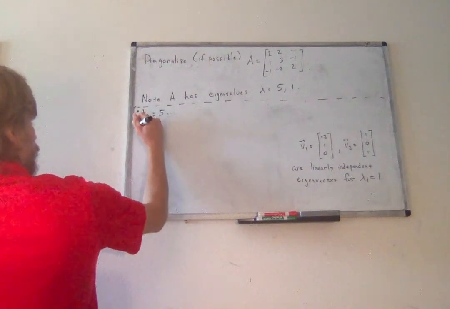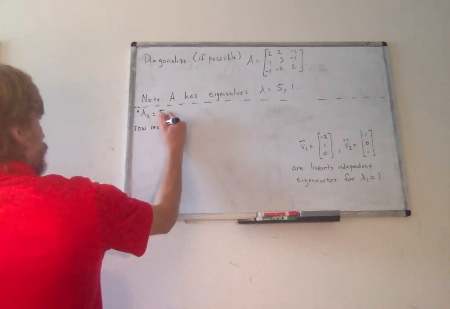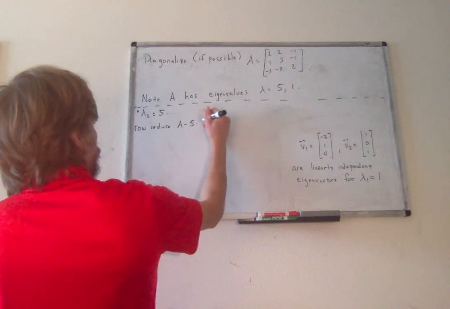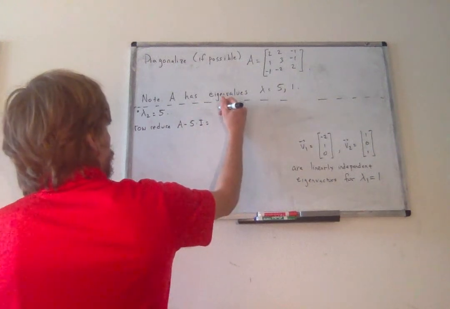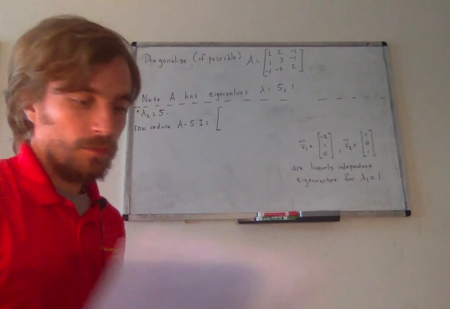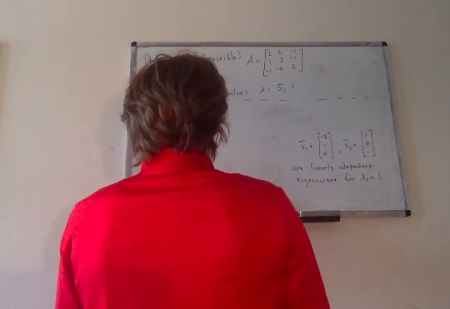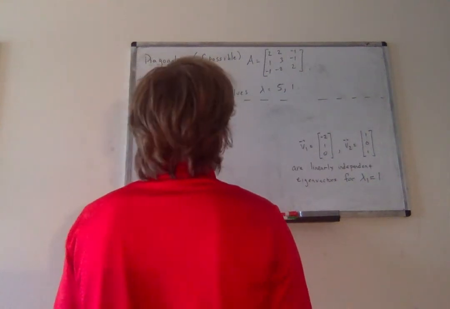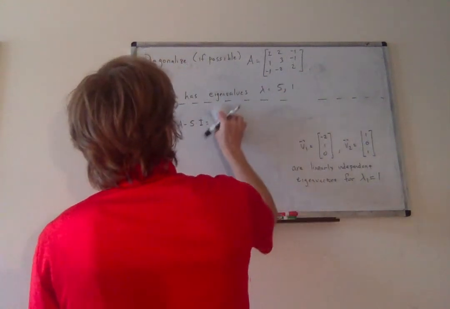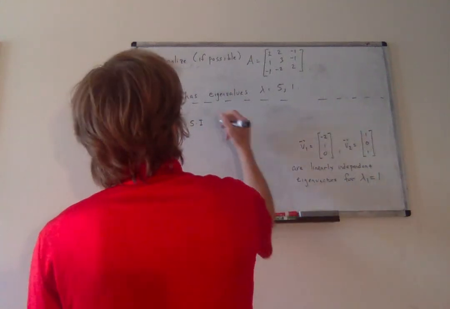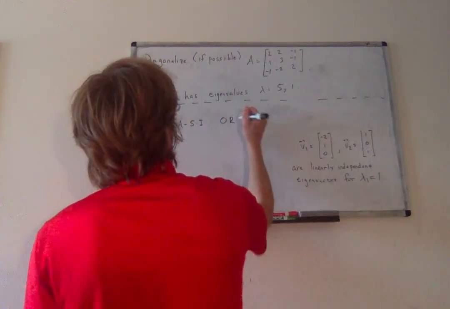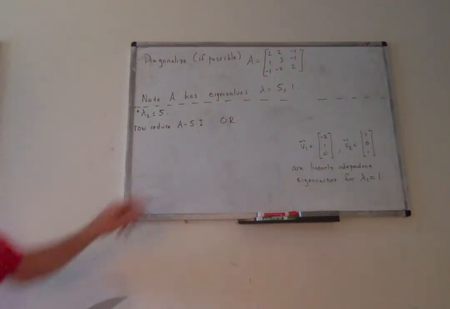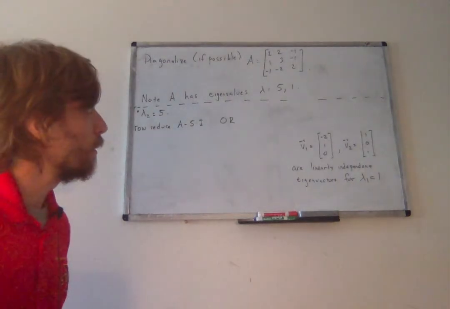If I want to find the eigenvectors for this, I need to row reduce the matrix A minus 5 times I, which is equal to... You could do this and get the same eigenvector you're about to get, but I'm going to sort of introduce yet another trick you can use.